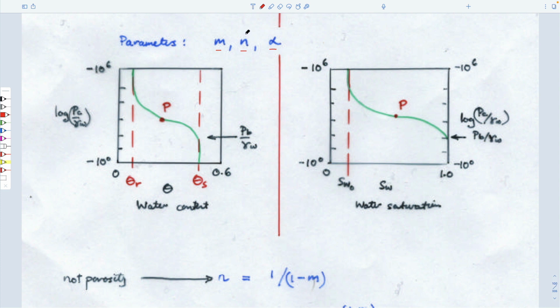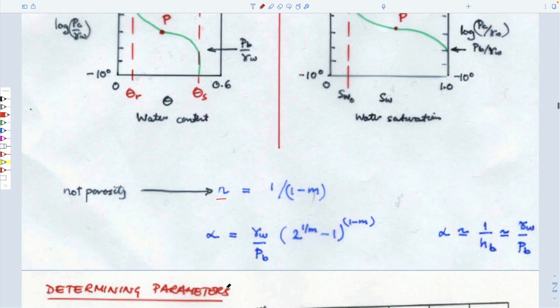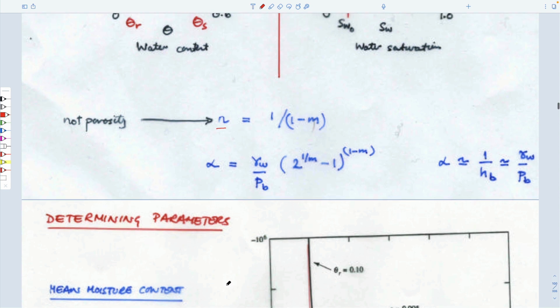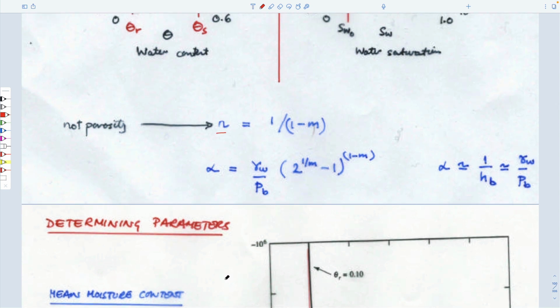And I suppose just from seeing the thing at the bottom of this page, it's important perhaps to note that in Fetter's book, n is not porosity. n is equal to a coefficient which is a function of this other parameter m. So just for now, forget the fact that we've used n for porosity, but we're not using it here. The other thing that's of use is that this value of alpha is roughly equal to 1 over what we've called h sub c.